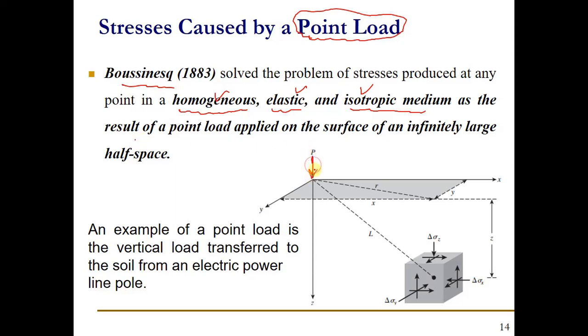Now the point load P is acting here, and we are asked to find out the delta sigma z at this particular point or at this particular element. An example of a point load is the vertical load transferred to the soil from an electric power line or pole.